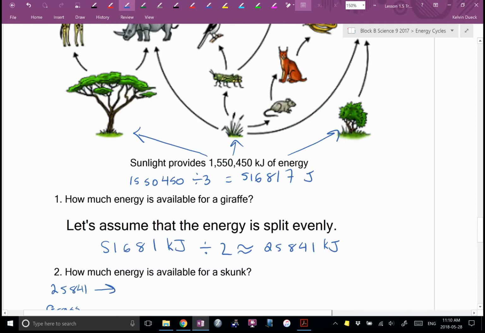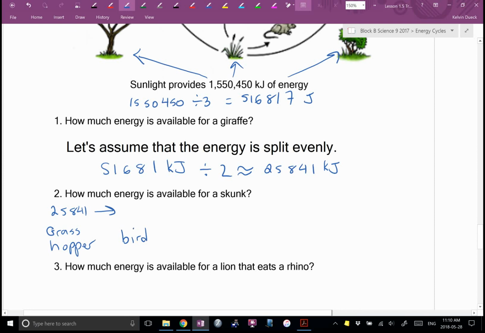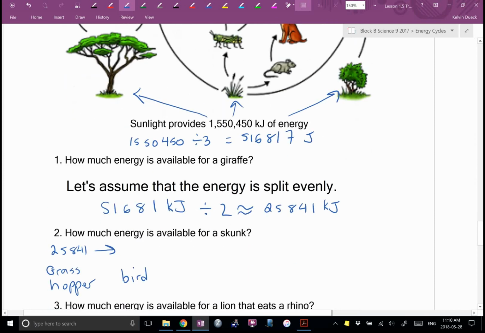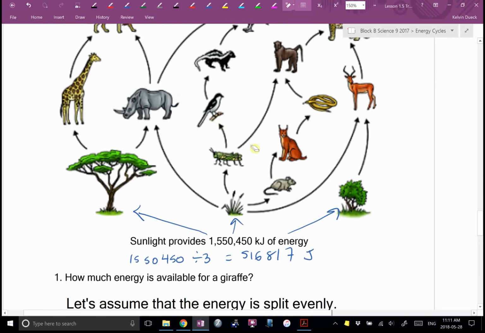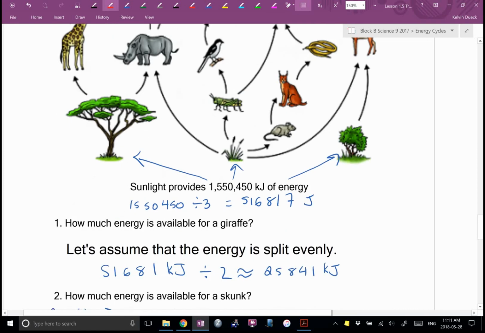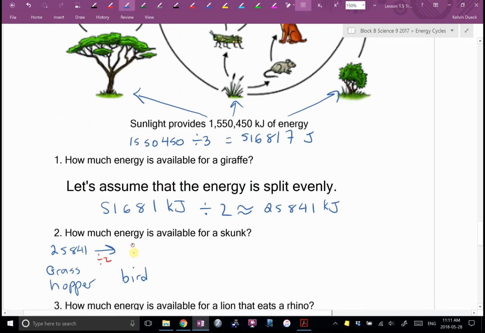And then we go bird. What's left for the bird? Split that, so divide by 2. 10%, and divide by 2, right? So it's going to be 2,584 divided by 2, which is about what? 84 divided by 2 is 42. 2,500 divided by 2 is 1,250. 1,292. Double check me.